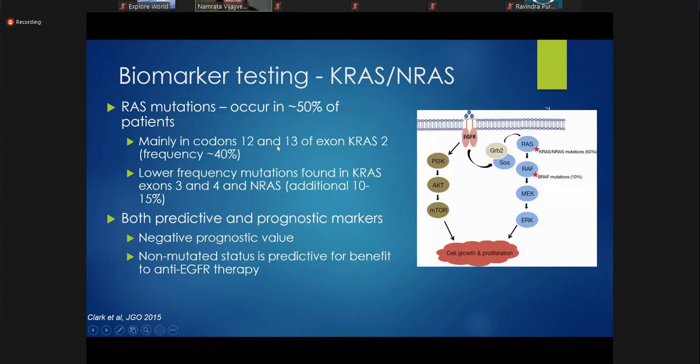And these are both predictive and prognostic, though the prognostic part is questionable. Some studies say it's negatively prognostic; some are not sure. We all feel that a non-mutated status is obviously better because you have an extra line of treatment you can offer them.